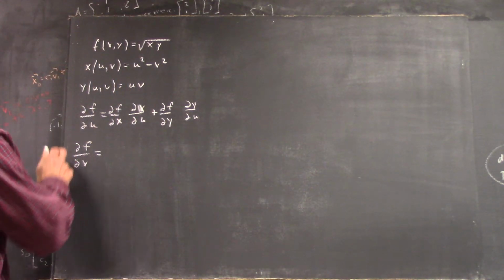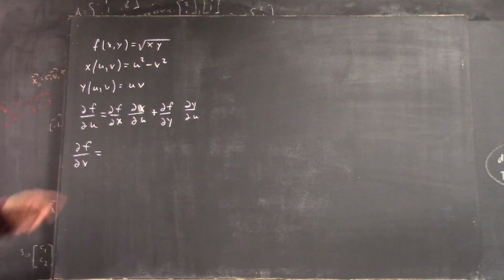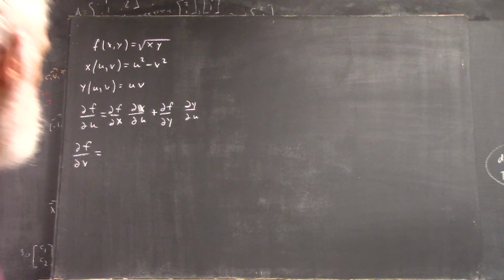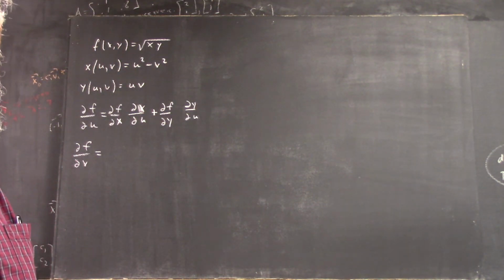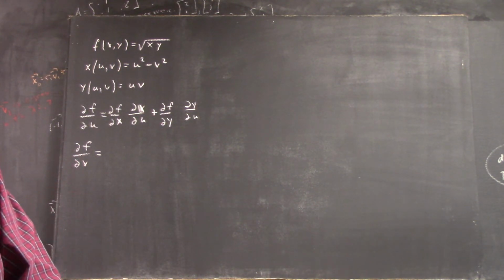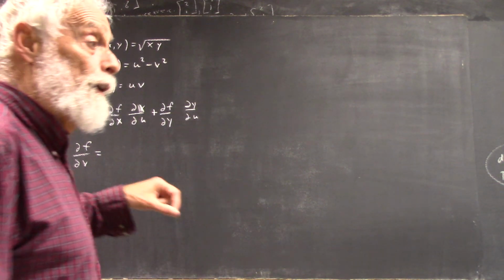Okay, partial f with respect to v. Now, write out what you think that would have to be. Ask yourself the same questions. You could do it just by imitating this formula, but ask yourself, what does a little change in v do, and how does that change f?